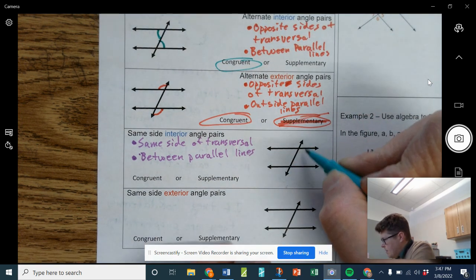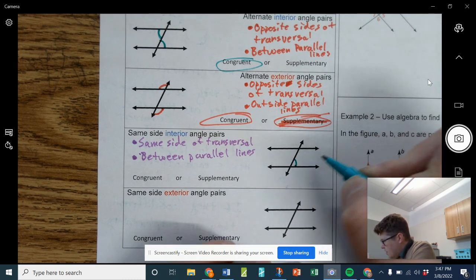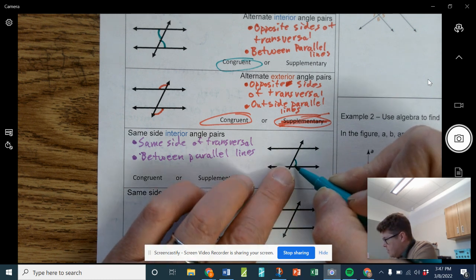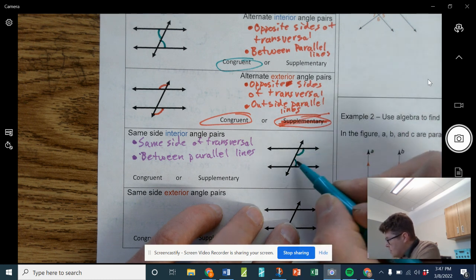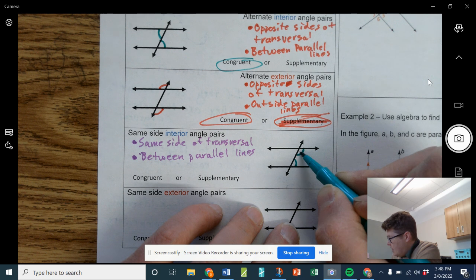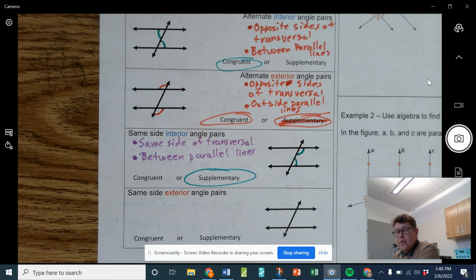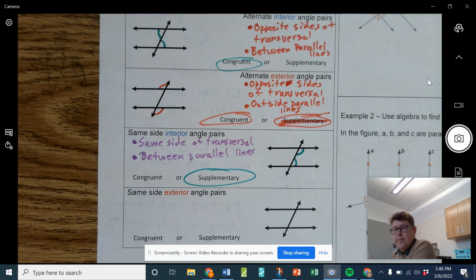So let's just do, I don't know, let's just do on the right here. Here, okay. So if we just start here, and remember this is interior, it's in between the parallel lines, okay. The same side is going to be this one right here. So we can see these two right here. So these look different. This is acute, this is obtuse, so they are supplementary to each other. We know they're going to add up to 180 because these lines are parallel. Okay, that's the idea there.